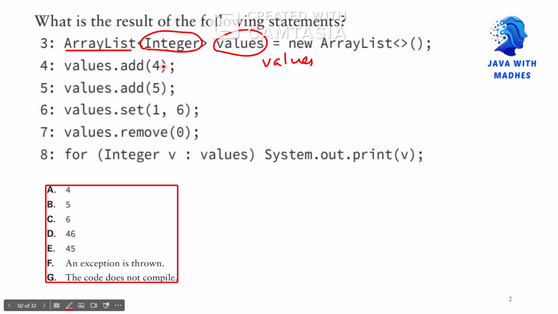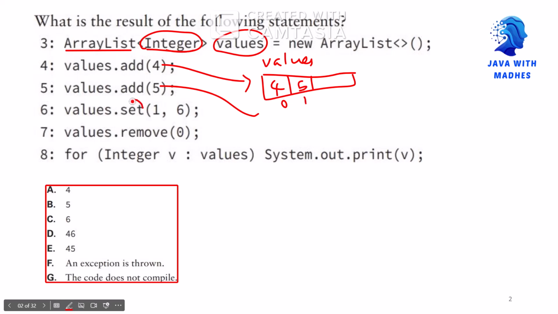Now you're adding the first element to the values. So this 4 will be added. This ArrayList also follows the concept of index, so the element 4 will be added at the 0th index. The next element 5 will be added at the first index.